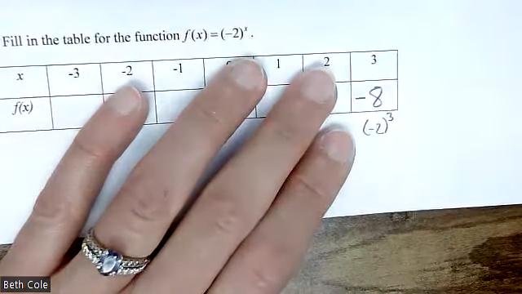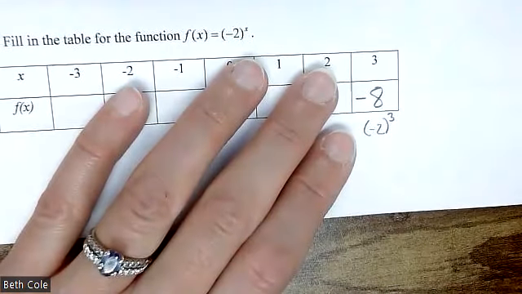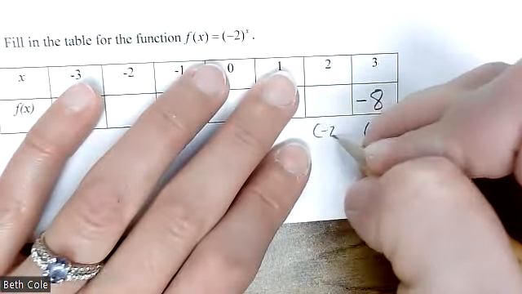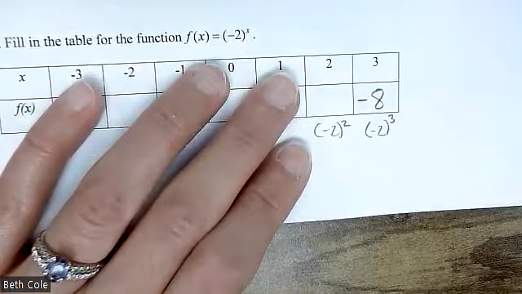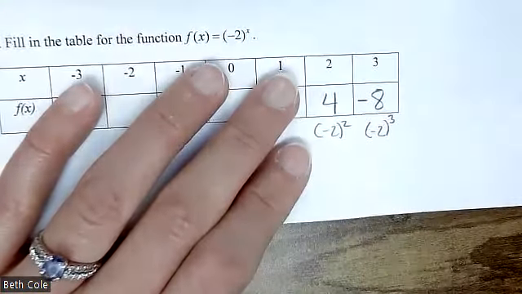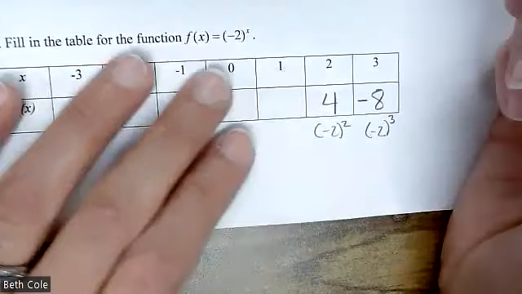Good. -8. So if you do -2 to the 2nd power, -2 squared, so -2 times -2. Good, it's +4. Do you see that there?